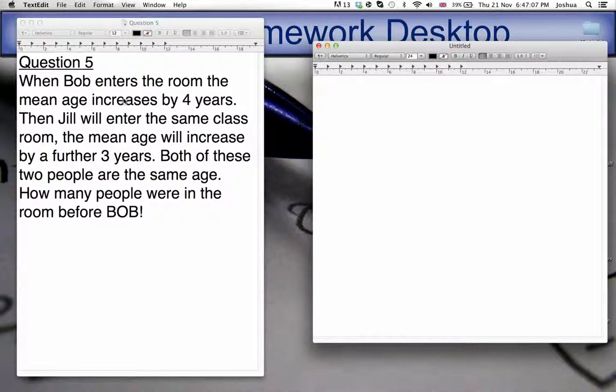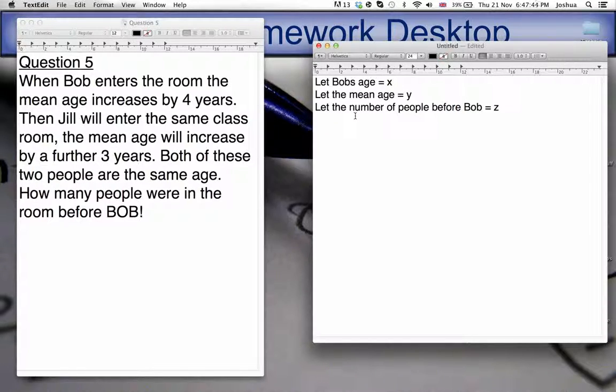When Bob enters the room, the mean age increases by 4. Let Bob's age equal X. Let the mean age equal Y, and then let the number of people before Bob equal Z. I haven't done this question. I'm trying this out for the first time.